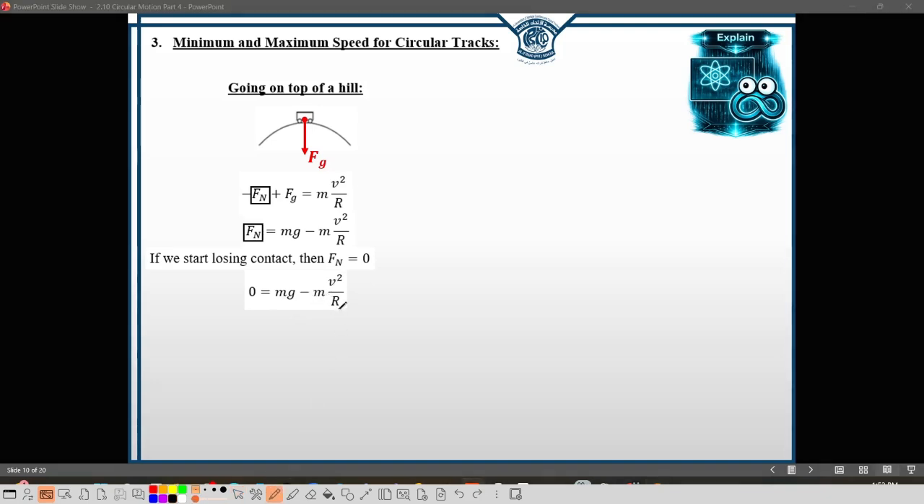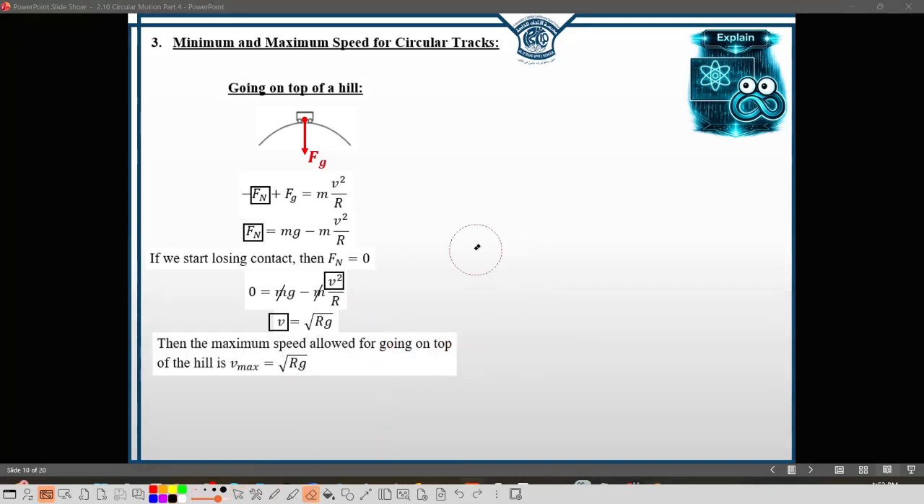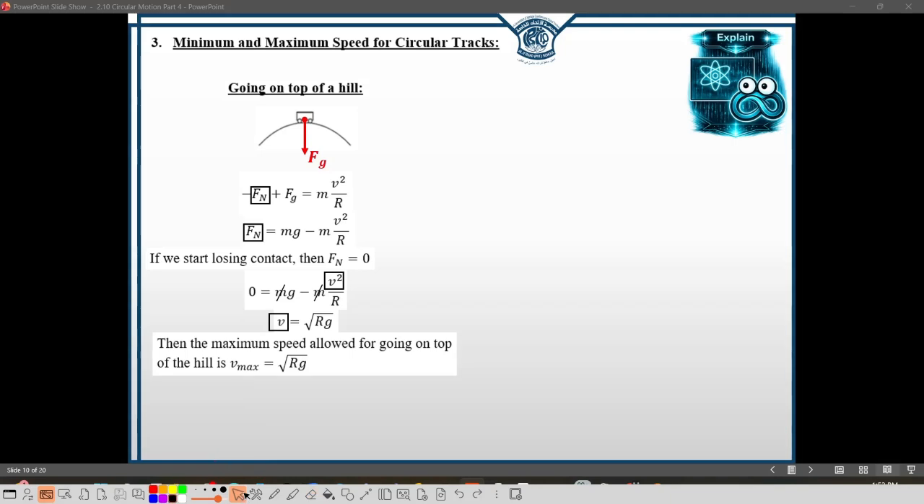So by moving mv squared over r to the other hand side, it becomes mv squared over r equals mg, with mass cancelled out. So v squared is equal to r times g. And again, the velocity becomes the square root of rg. But what do we call this velocity? This is the maximum possible speed allowed for going on top of the hill.